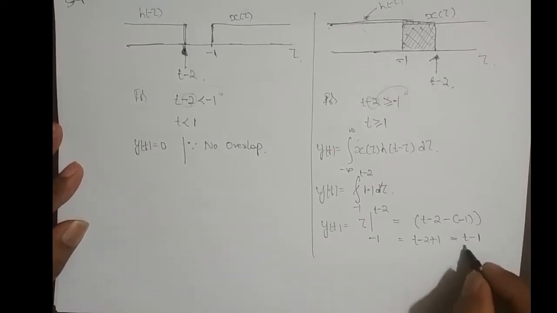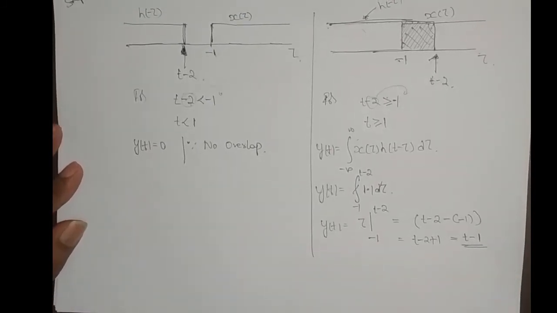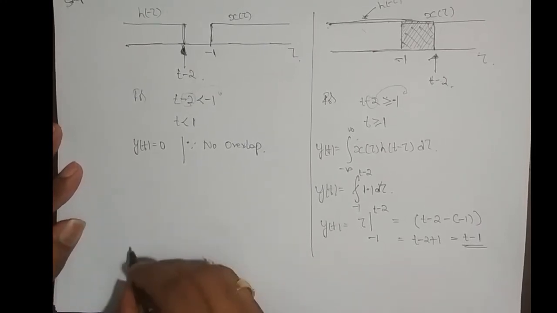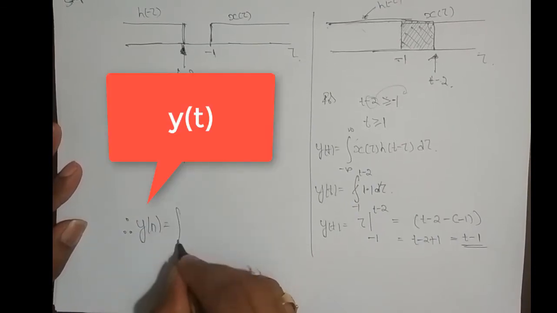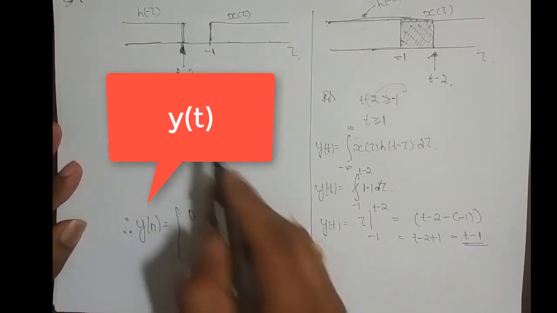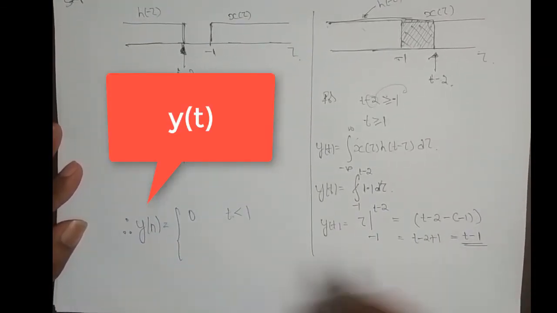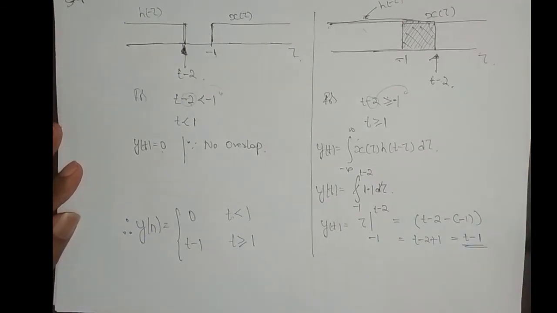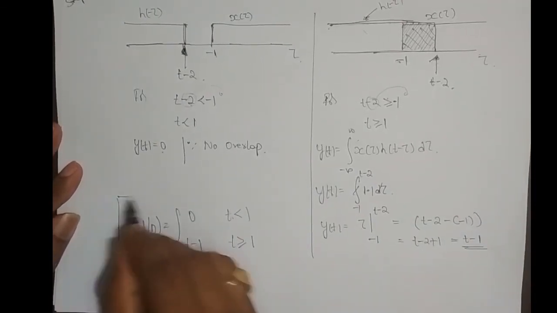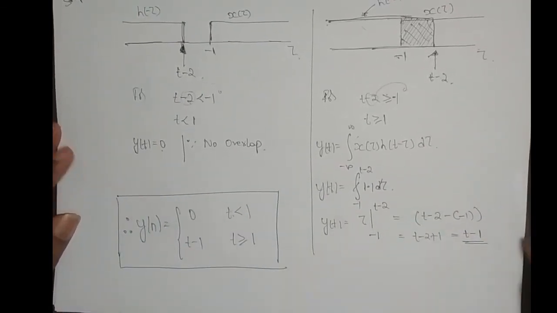Therefore, what is the combined output? Y of t is equal to 0 for t less than 1, and it is equal to t minus 1 for t greater than or equal to 1. This is the output from the LTI system.